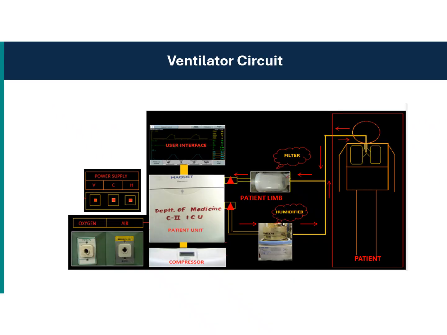So let us look into the ventilator circuit. This is how it looks. There will be a ventilator with a user interface. There are two limbs, inspiratory limb and expiratory limb. From the inspiratory limb, the air will go to the patient, and from the expiratory limb, it will go back to the ventilator into the atmosphere.